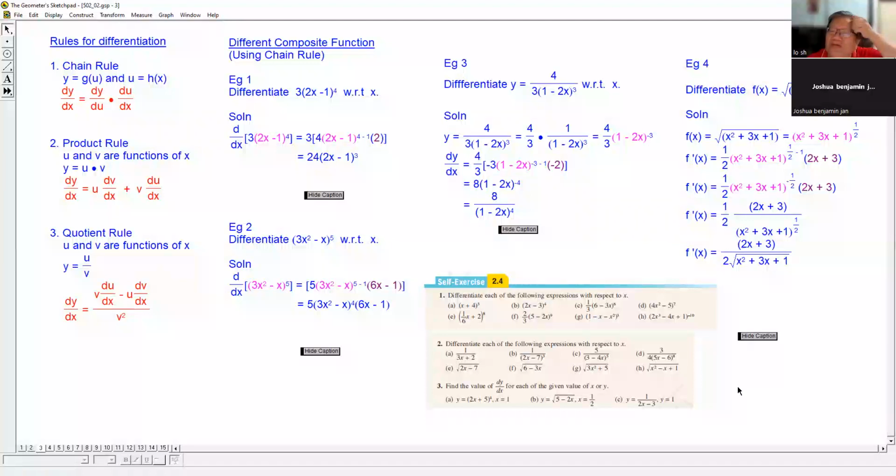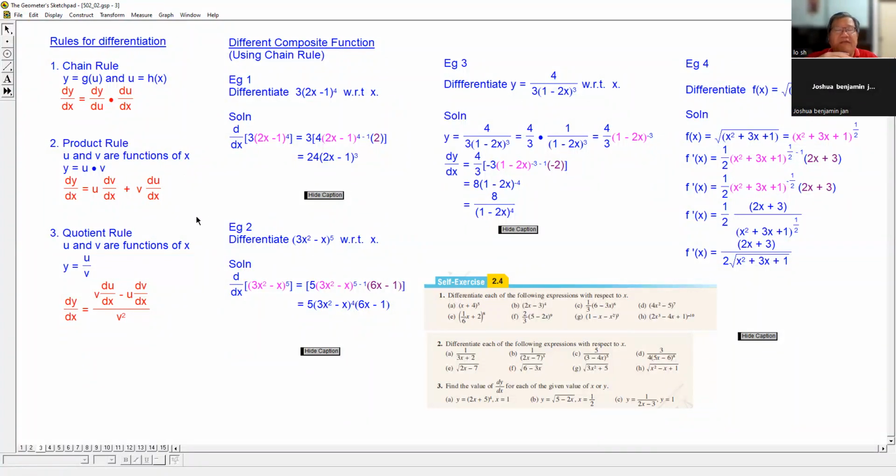So now, the more difficult differentiation involves many steps. It's not differentiate one by one, one by one, one by one like that. No more like that. So they involve 3 rules. The 3 rules are the chain rule, or they call it differentiate composite function. Second one, product rule, where you differentiate the product of 2 functions. Then the third one is the quotient rule.